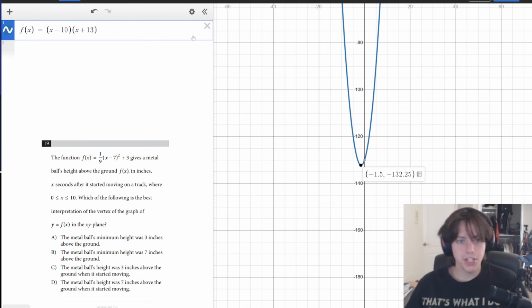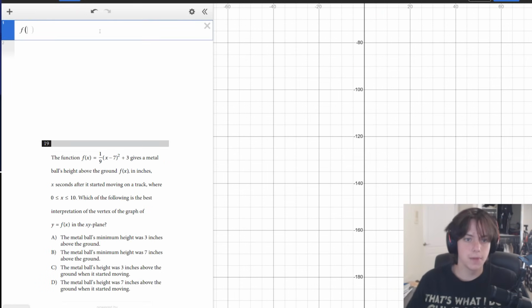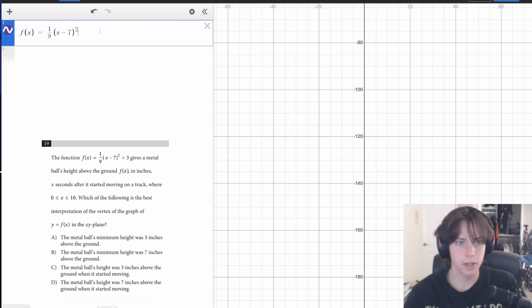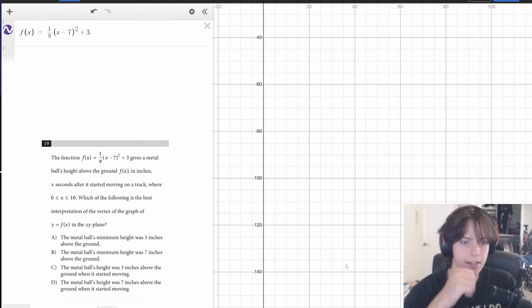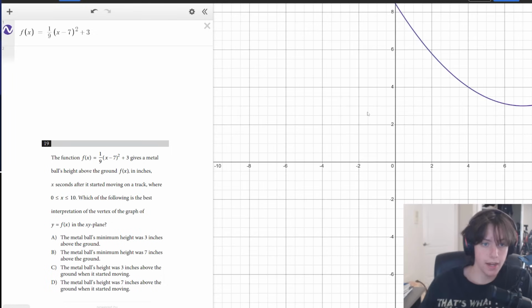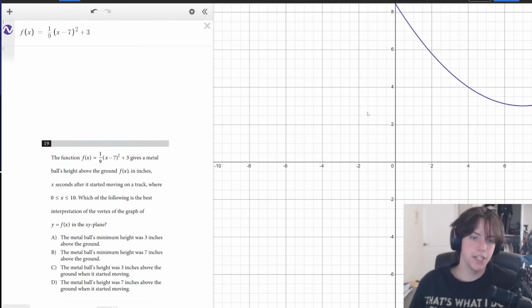Question number 19. The function f of x equals 1/9 times x minus 7 squared plus 3. Let's quickly write that out. This gives the metal ball's height above the ground f of x in inches, x seconds after it started moving on a track, where 0 is less than x is less than or equal to 10. Which of the following is the best interpretation of the vertex of the graph of y equals f of x in the xy plane?